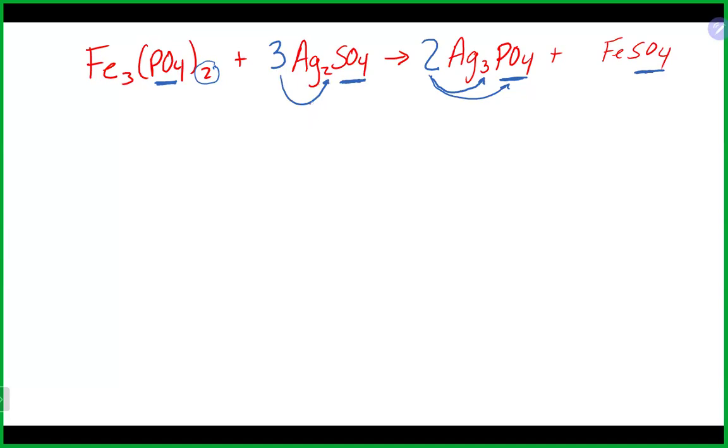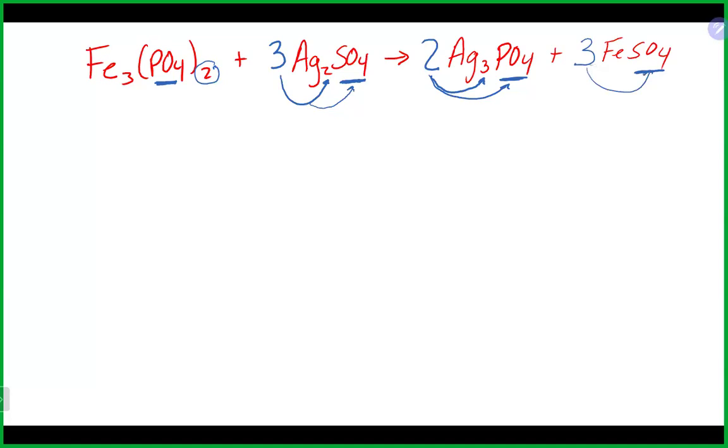How many sulfate units do I have now? That is where I'm going to go next, right? So I'm going to go to the right-hand side. How many sulfates do I have? On the right-hand side, 1. So to fix that, I need to put a 3 in front of it, right? That will give me 3 sulfates.